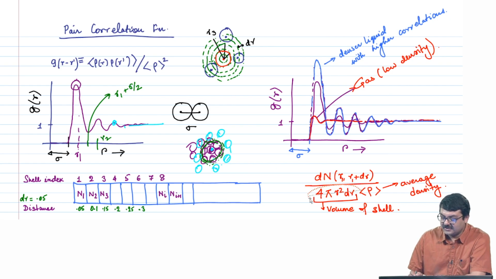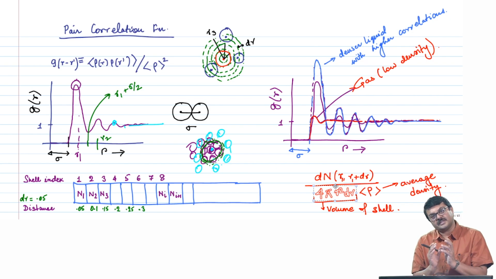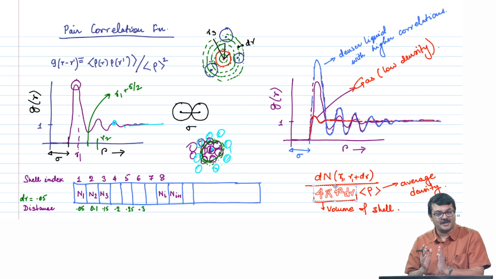Yeah, and you normalize by the volume of each shell, so that on average you can figure out that at a certain distance r1 you have a peak, which means there is a high number of particles around it. At a slightly larger distance, r1 plus sigma by 2, you have a low number of particles around it, low density of particles. You are normalizing because a larger shell might end up having a larger number of particles, but the density is lower.